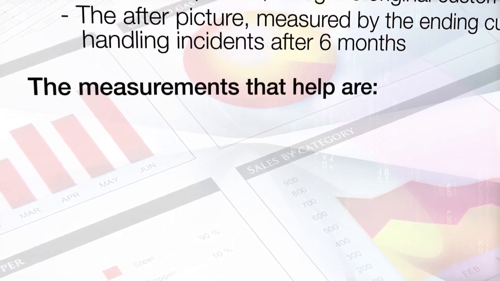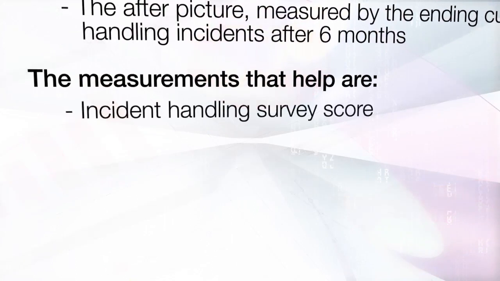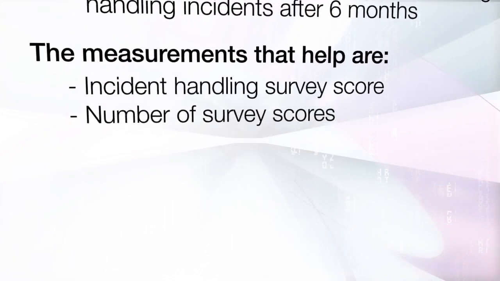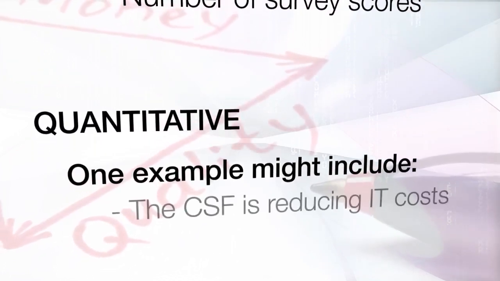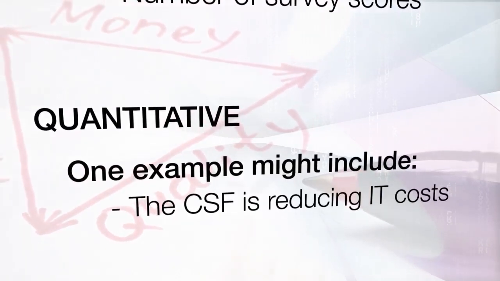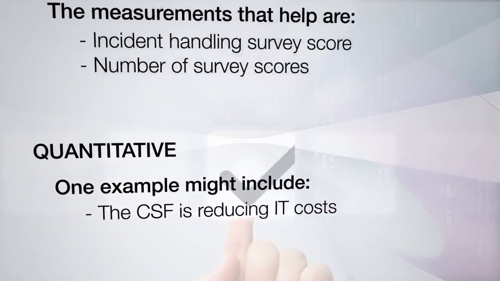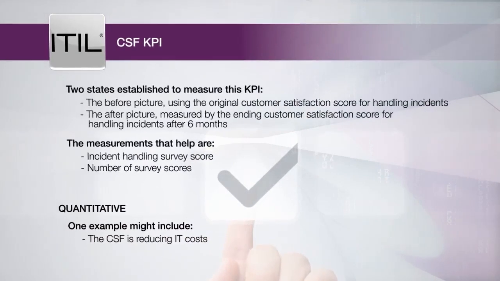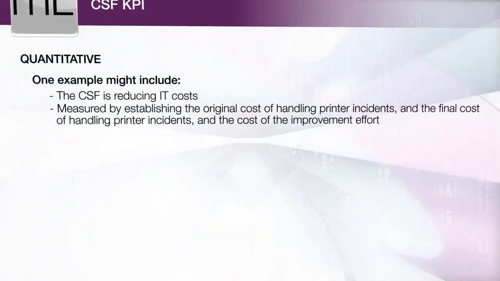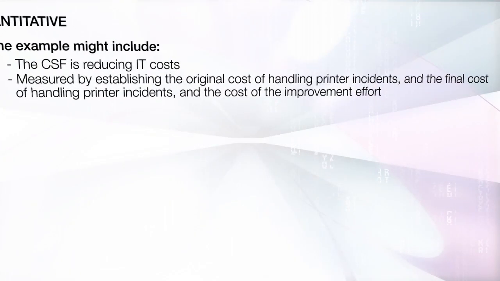The measurements that will help are Incident Handling Survey Score, Number of Survey Scores. A quantitative example might include the following. The critical success factor is reducing IT costs. This may require a key performance indicator setting of a 10% reduction in the costs of handling printer incidents. We measure this by establishing the original cost of handling printer incidents and the final cost of handling printer incidents and the cost of the improvement effort.